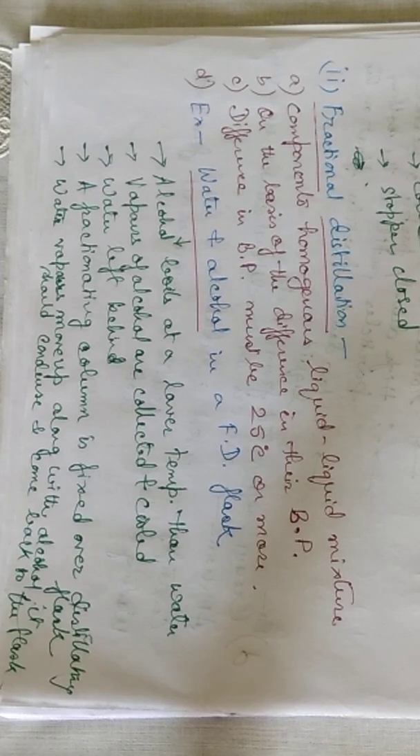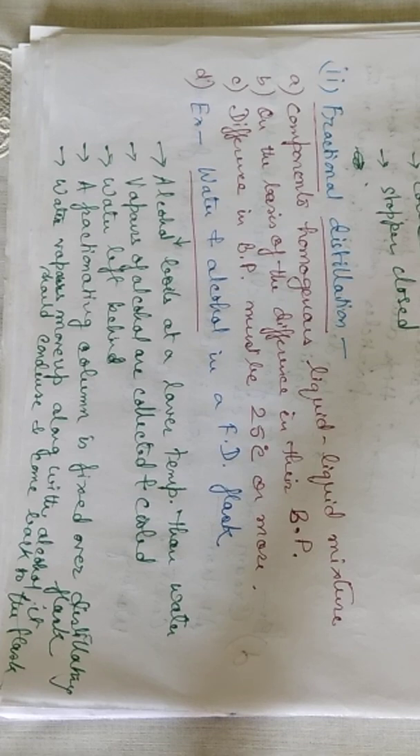For example, water and alcohol. That's a homogeneous mixture, and that is separated by the fractional distillation process, in which it is placed in a fractional distillation flask. The alcohol first boils at a lower temperature than water. It vaporizes and is collected in the cooled parts. Water is left behind.